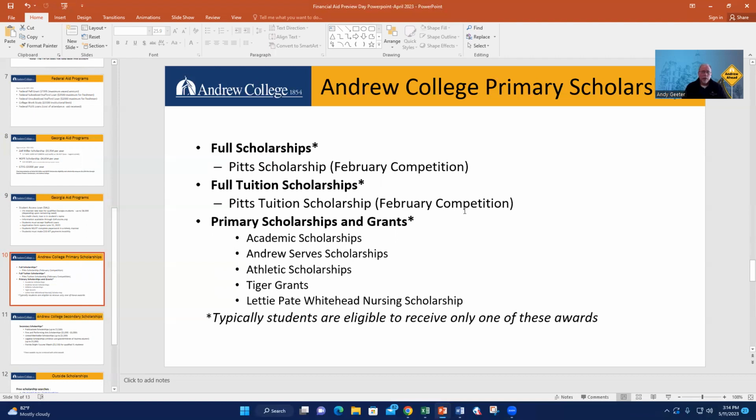We also offer a number of other primary scholarships. Primary scholarships means that typically a student can only receive one of these. There'll be an academic scholarship, an athletic scholarship, service scholarship, a nursing scholarship, or what's known as a Tiger Grant, which is a need-based program. Now, as I mentioned, typically students are only eligible to receive one of these awards. These are known as our primary scholarships.